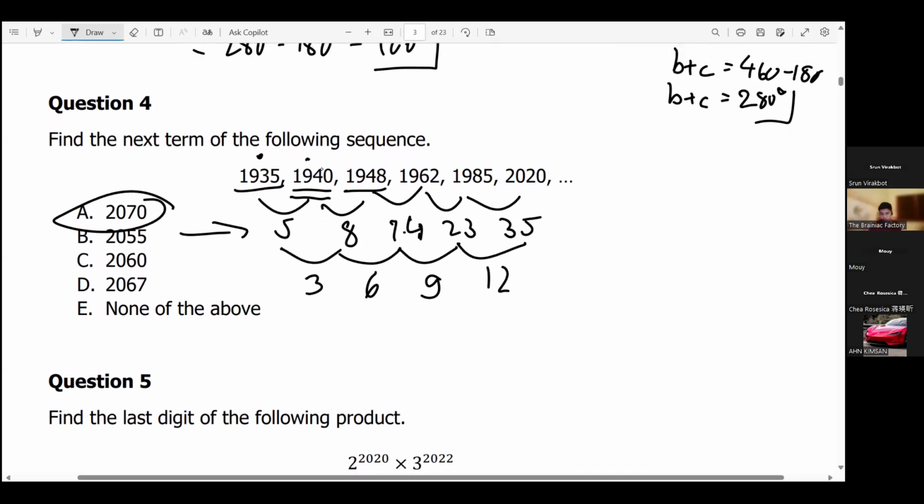So how does this difference work? To get 8, you need to take both of these added together, you'll get 8. You'll take 8 plus 6, you'll get 14. 14 plus 9, you'll get 23. And 23 plus 12, you'll get 35. So to get the next number, you're going to add another number that we are finding here. So 35 plus the unknown number, you'll get the next number here.